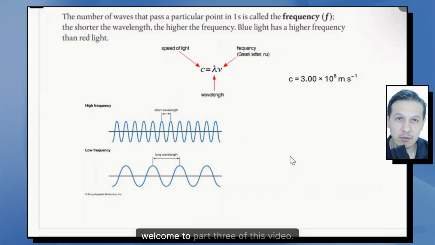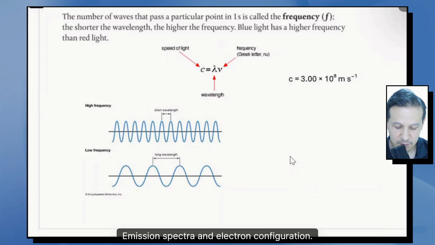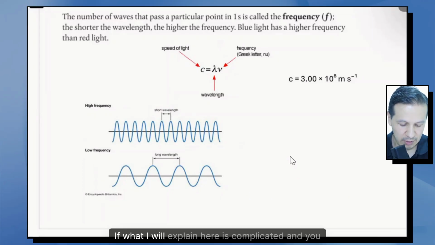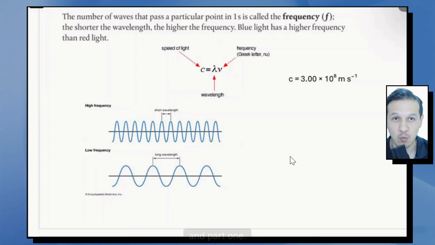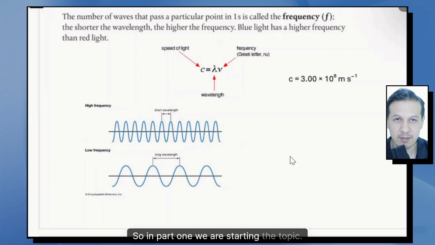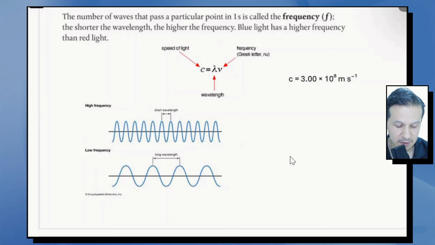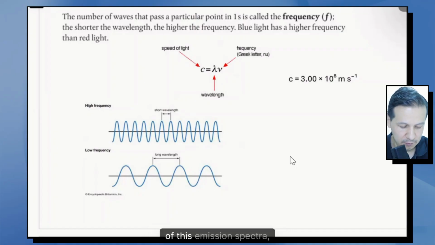Okay guys, welcome to part 3 of this video, emission spectra and electron configuration. If what I will explain here is complicated and you don't understand, you can go to part 2 of this video and part 1. In part 1 we started the topic, in part 2 more about the emission spectrum, and in part 3 I will get deeper and explain in more depth.